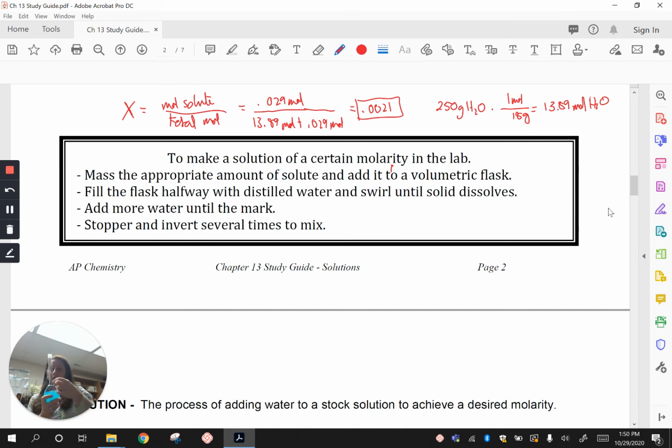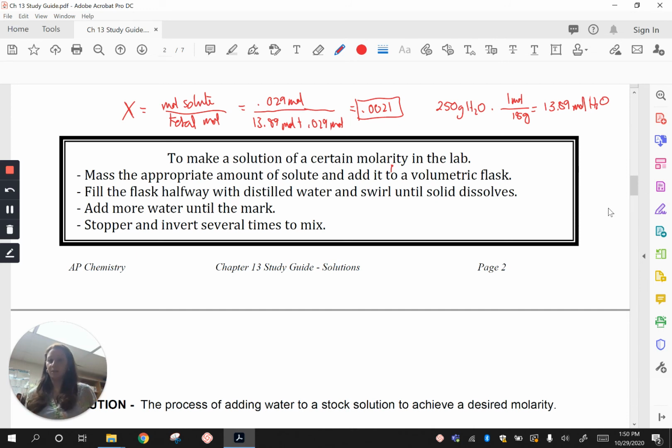When you get to the neck, you want to add it really, really slowly, maybe with a pipette or a squirt bottle. You want to be eye level with it, and you add water until the bottom of the meniscus reaches the line. Then you stopper it and invert it a few times. That way you get it all mixed in. That's basically how you would make a solution in the lab.